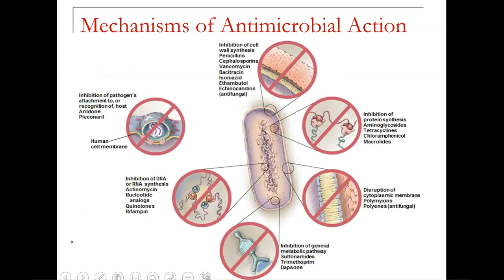Now here we're going to look at a picture. We're going to look at inhibition of cell wall synthesis in things like penicillin and cephalosporins. So you see how it can't get in. You see inhibition of protein synthesis, so we can't make those proteins. We have disruption of those cytoplasmic membranes there. Going around clockwise, we're going to have inhibition of general metabolic pathways, so it can't break things down. We have inhibition of DNA and RNA synthesis, so you see those. And then you have your inhibition of the pathogen actually being able to get into the cell.